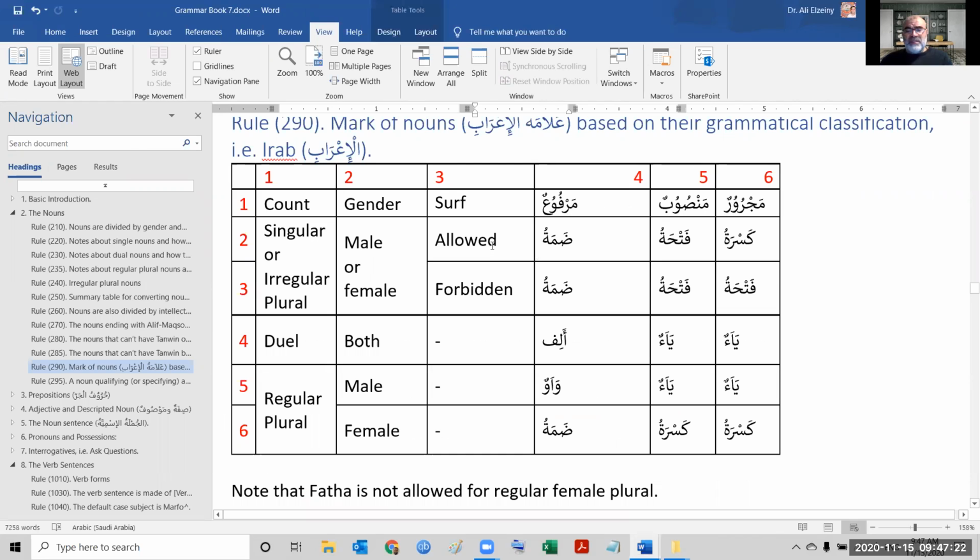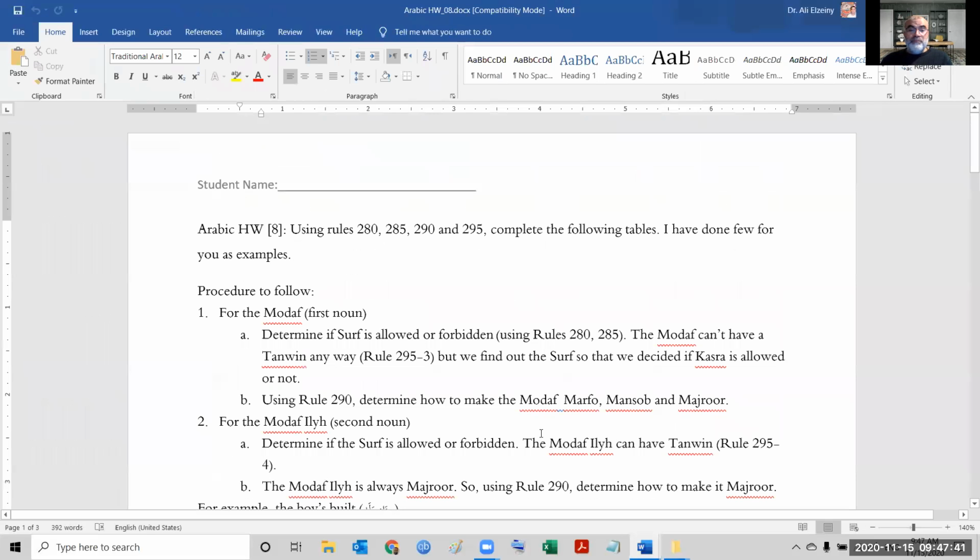There are two different cases: one when sarf is allowed, and one when sarf is forbidden. If sarf is allowed, then you can have a kasra. But if sarf is forbidden, you don't have a kasra. So that's why, in the rules, we go back here. We want to determine if sarf is allowed or not.